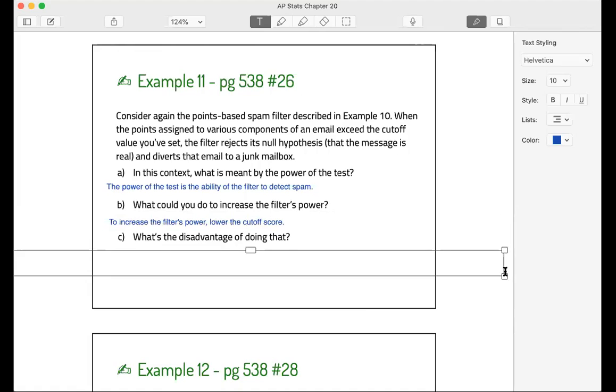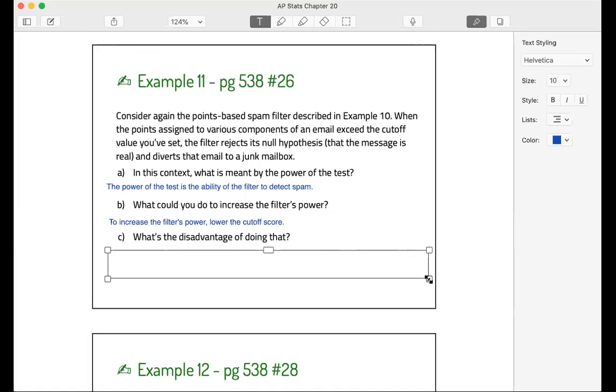All right. Okay. So if the cutoff score is lowered, a larger number of real messages would end up in the junk mailbox.